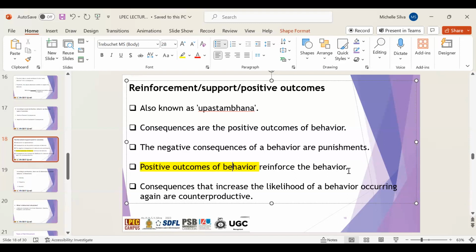But consequences that increase the likelihood of a behavior occurring again are reinforcing. Okay, let's try to understand.